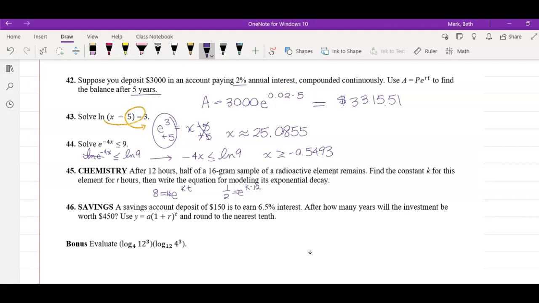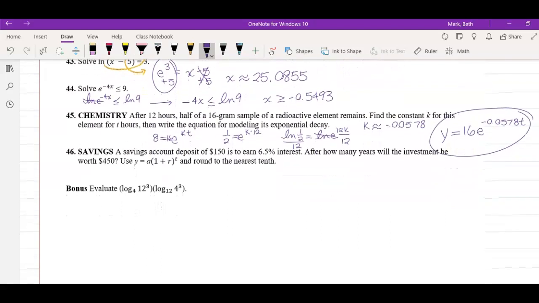And next, I just need to solve this. I'm going to take the natural log of both sides. Natural log of e cancels. I divide by 12. And I know that k is approximately negative 0.0578. So my new equation would be y equals 16, that's how much I'm starting with, e to the negative 0.0578t.